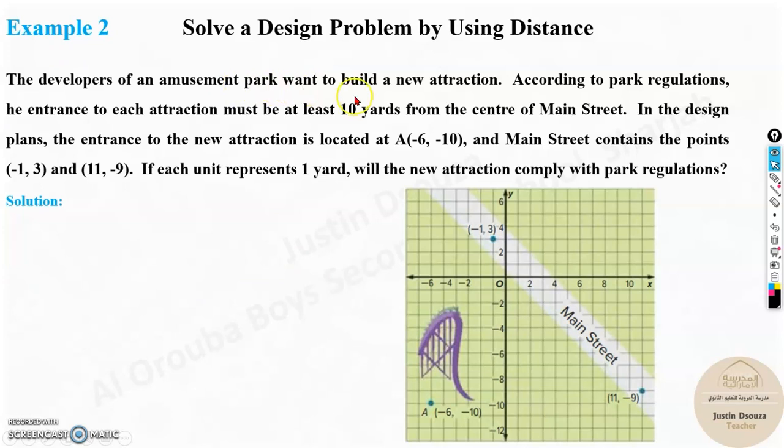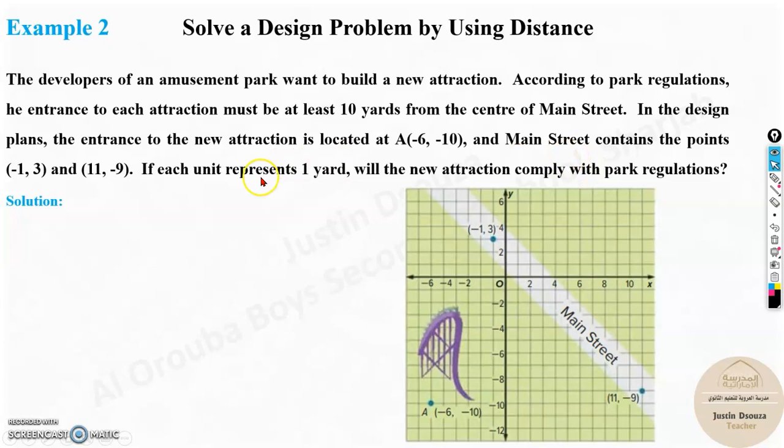The developers of an amusement park want to build a new attraction. According to the park regulation, the entrance to each attraction must be at least 10 yards from the center of the main street. In the design plans, the entrance of the new attraction is located at this particular point. The main street over here contains the points (1, 1) and (11, -9). If each unit represents 1 yard, will the new attraction comply with the regulation?